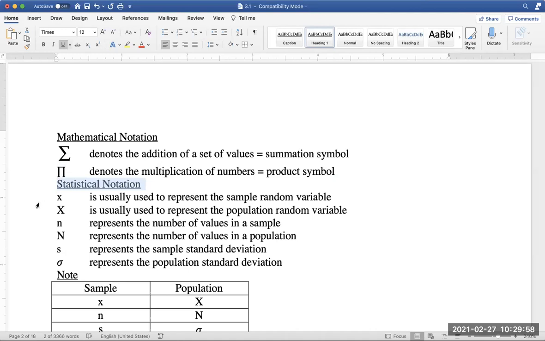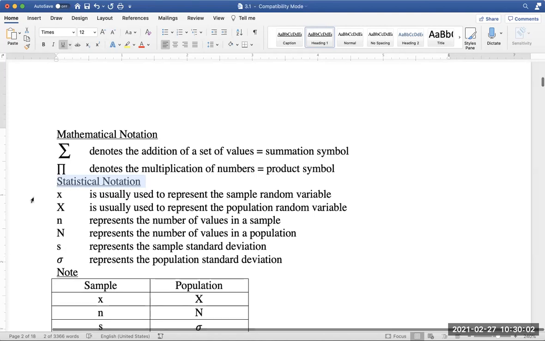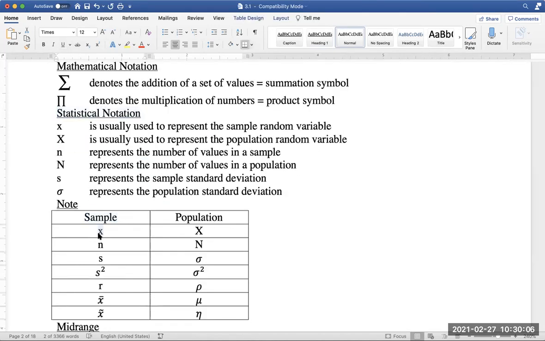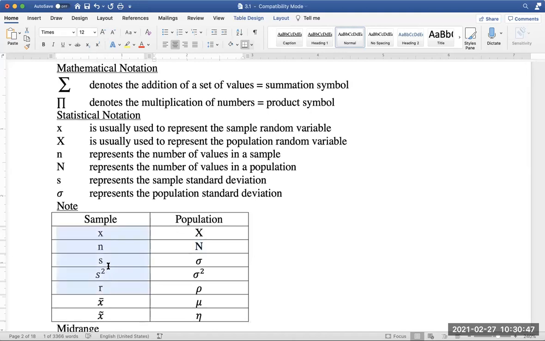So if I'm talking about a sample, then notice that when I'm talking about samples, they have lowercase letters. So x will denote, let's say, a sample random variable. The corresponding random variable, I would write as a capital X if it was from a population. The sample size is denoted by lowercase m. Population size by uppercase M. So lowercase, sample, uppercase, population.